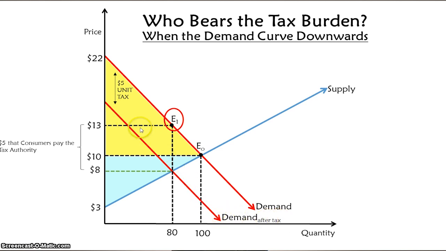What is remarkable to see is that the two graphs lead to exactly the same outcome. The new equilibrium formed by the shift of the demand curve downwards due to the tax imposed on consumers is exactly the same equilibrium that was formed by the imposition of the tax on producers, which led to the shifting of the supply curve upwards. I'm kind of stating the obvious now, but we'll say it nevertheless.